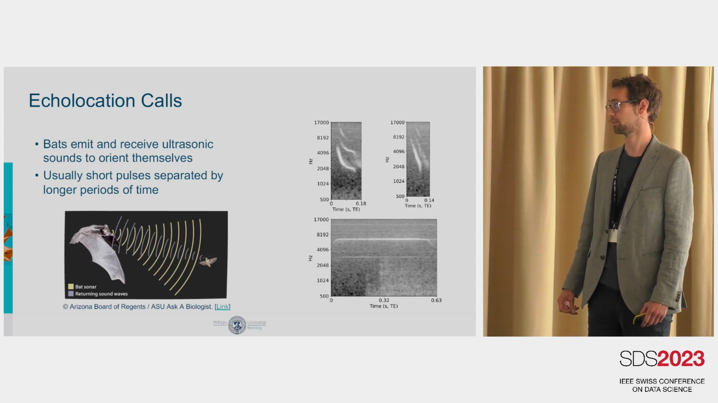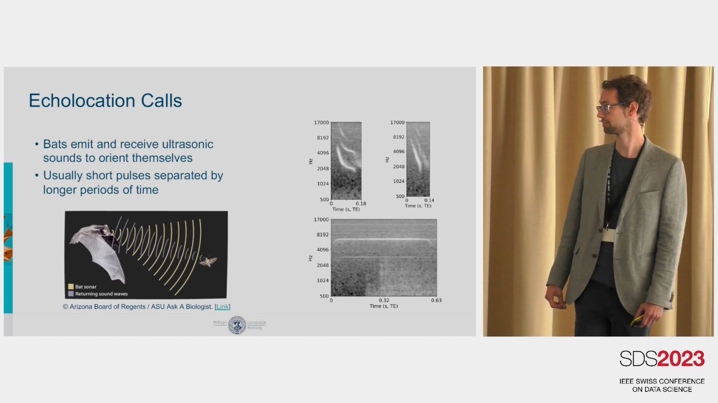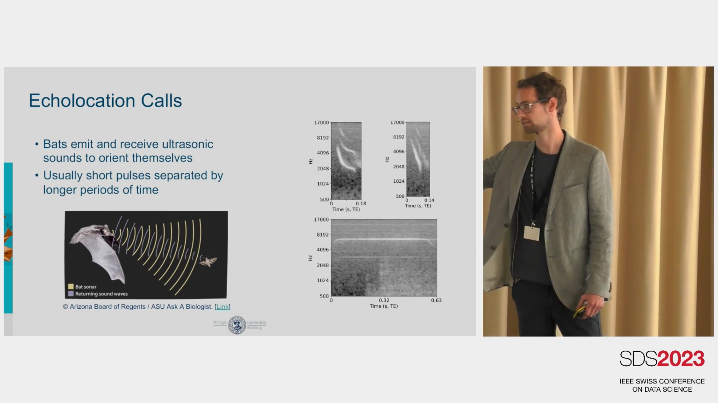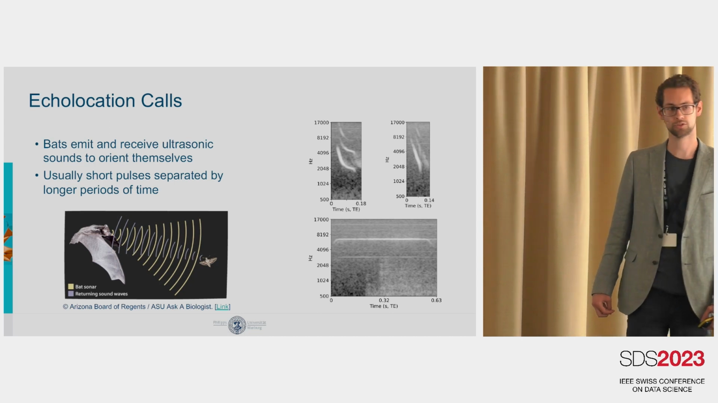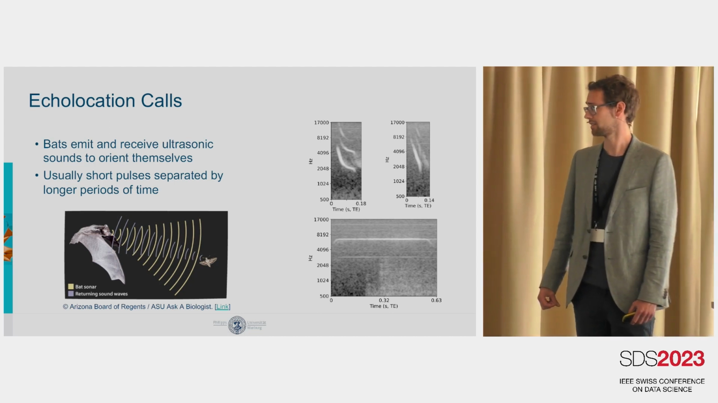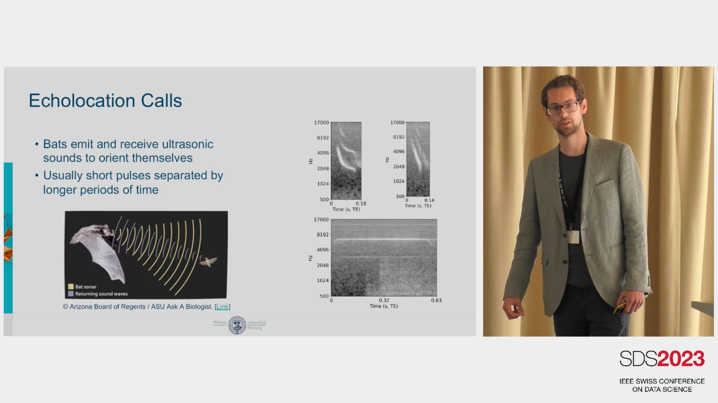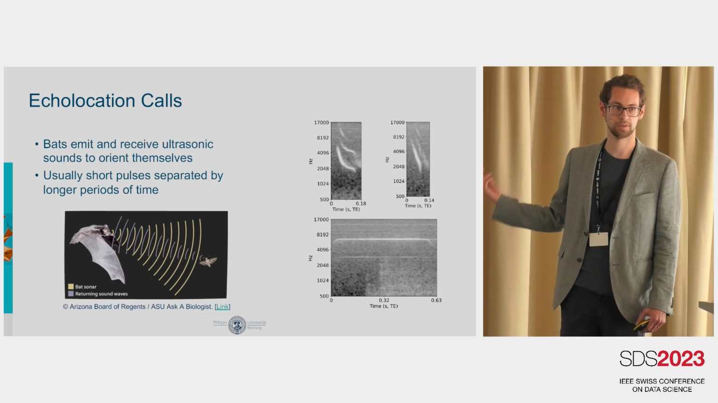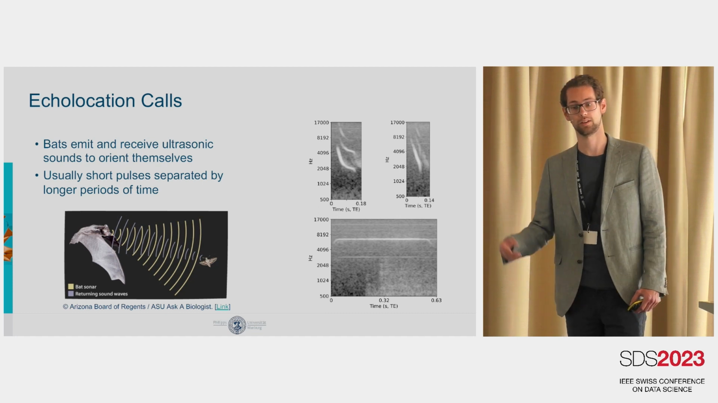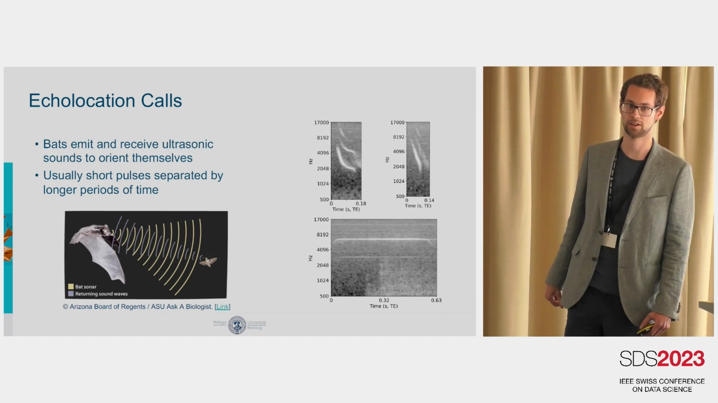Some species have a different call, though, like this one here. It's a constant frequency call, and I think it's a call of a horseshoe bat, and they use Doppler shifts for their calls, so they are able to send the call and receive the echo at the same time.